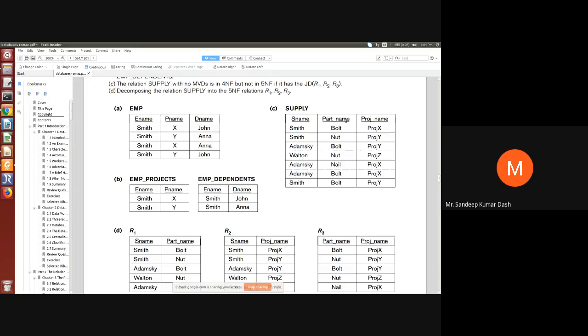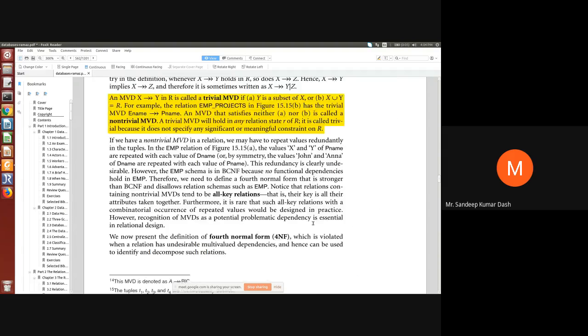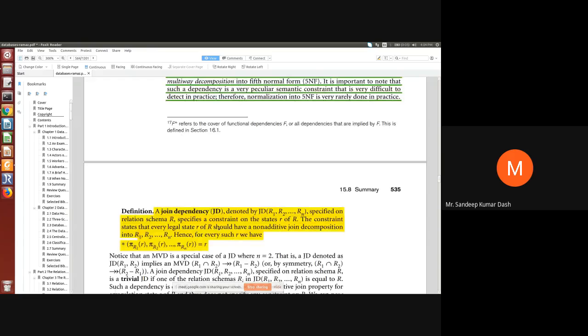Why is this not in 5NF? I had to divide it into three so that these three are in 5NF. Now, any answer for this? I told you that a relation will be in 5NF if it has all the attributes combined as the key. Here also all the attributes combined are the key. But this is not in 5NF because it says an additional thing. The additional thing is it should have a non-additive join here.